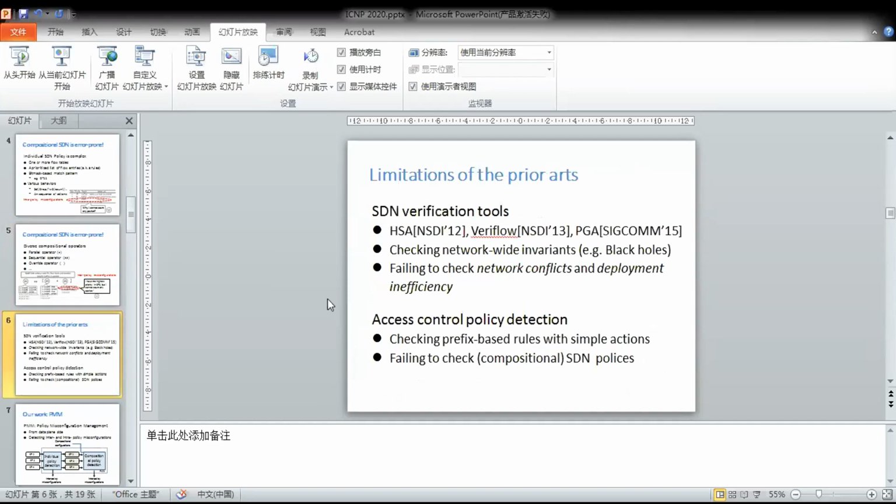Recently, some SDN verification tools such as Veriflow and PGA have been proposed for the purpose of detecting whether one policy violates the pre-defined network-wide invariants. But they are unable to detect misconfigurations that don't affect the state of the network. On the other hand, a large amount of research effort has been devoted to detecting anomalies in access control policies. Unfortunately, these solutions fail to detect potential misconfigurations in SDN policies. This is because they only focus on rule sets with perfect bitmask matches and simple actions such as forward or drop actions. But SDN policy rules support altering bitmask patterns and complex behaviors.